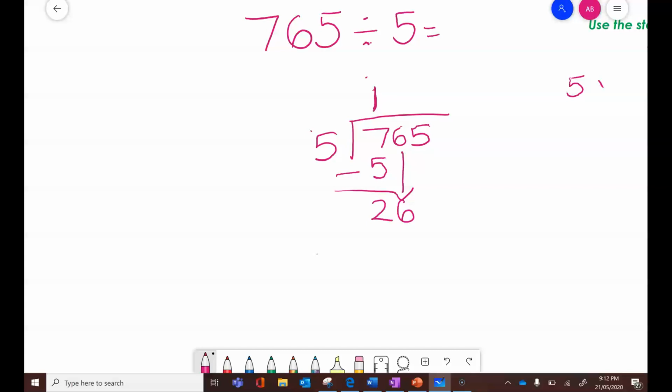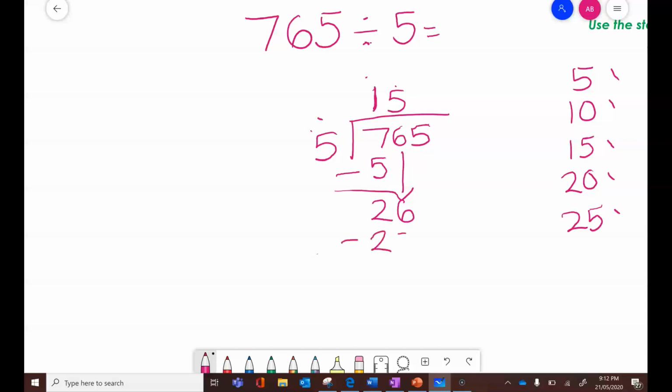So then I do the whole thing again. 26 divided by 5. So how many sets of 5 can I make? 5 goes into 26 how many times? Let's do our skip counting. 5, 10, 15, 20, 25. So then I take my 25 away. So I put 1, 2, 3, 4, 5 groups up here. 5 times 5 is 25. I'm going to take that away. What's left? 1. Then I'm going to pull down my 5.